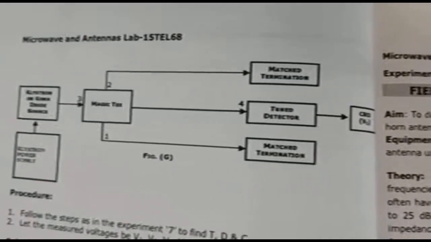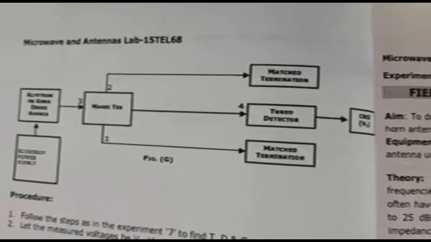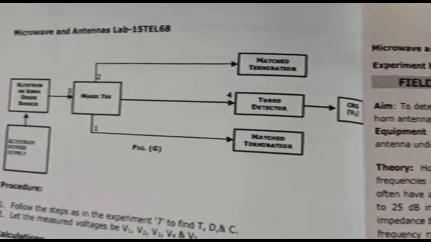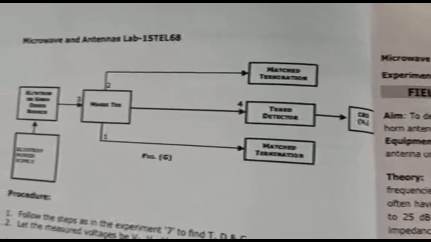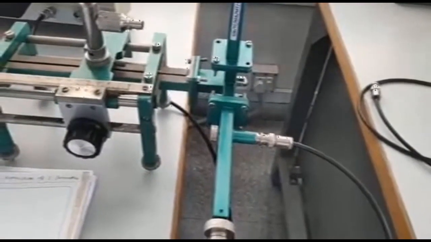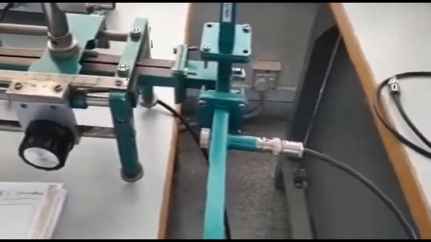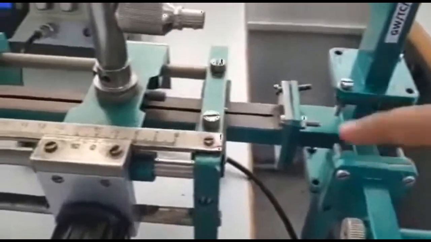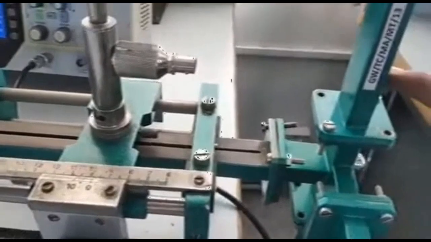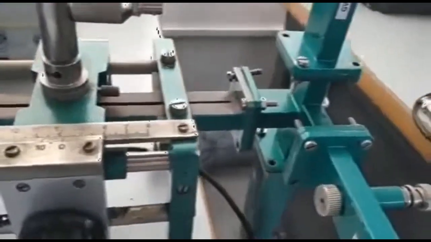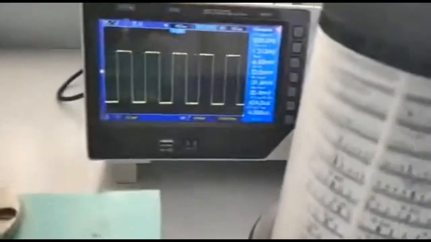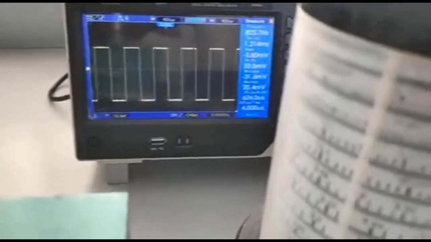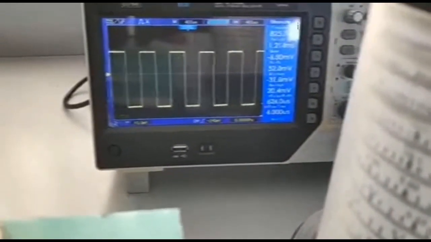In order to find the voltage V5, we need to connect the detector to port 4 when port 3 is connected to the input port. Okay, so observe here. The detector is connected to port 4, and port 3 is connected to the input port. Port 1 and port 2 are connected to the match termination. So now observe the voltage V5. The peak to peak voltage here is 52 millivolt. That is our voltage V5.